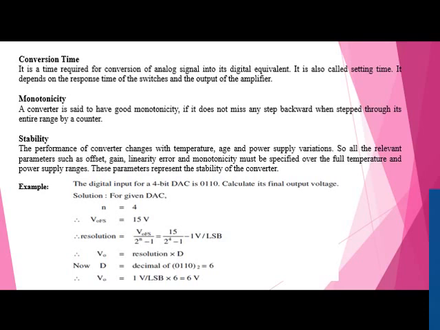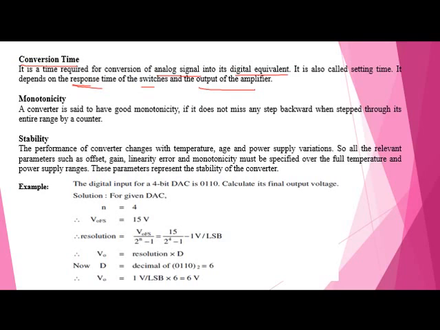Now here the discussion is about the conversion time. It is the time required to convert analog into its digital equivalent. It is also called settling time. It depends on the response time of the switching between the digital input and the output of the amplifier. This is the conversion time, the time required for conversion, and it depends on the response time of the switches and the output of the amplifier.